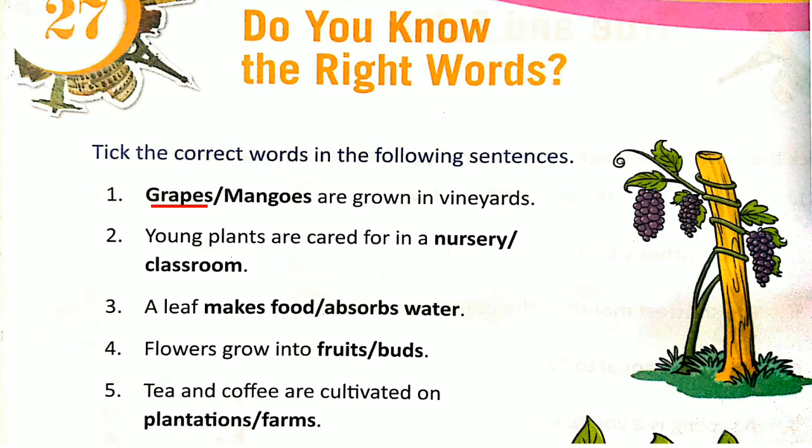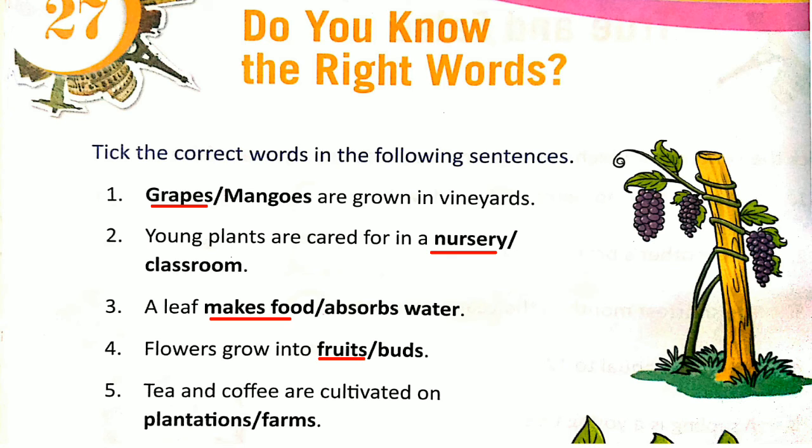Exercise number 2. Young plants are cared for in the nursery or classroom. Where are the young plants cared for? It's a nursery. In a nursery, young plants are cared for. Okay, now number 3, a leaf makes food or absorbs water. What does the leaf do? Leaf makes food. Very good, children. Okay, now number 4, flowers grow into fruits or buds. So flowers grow into fruits.